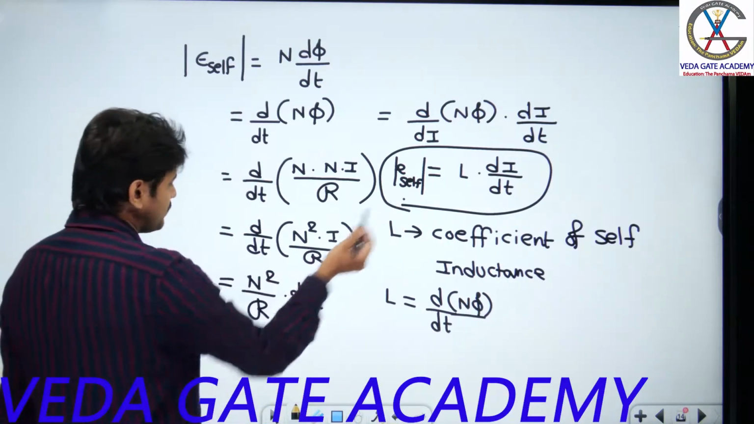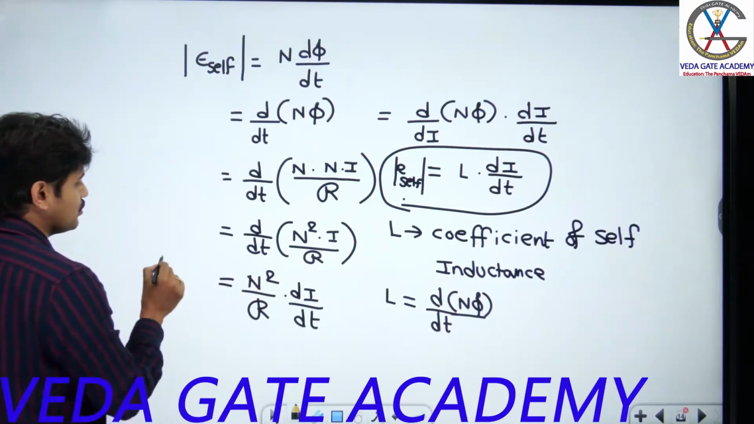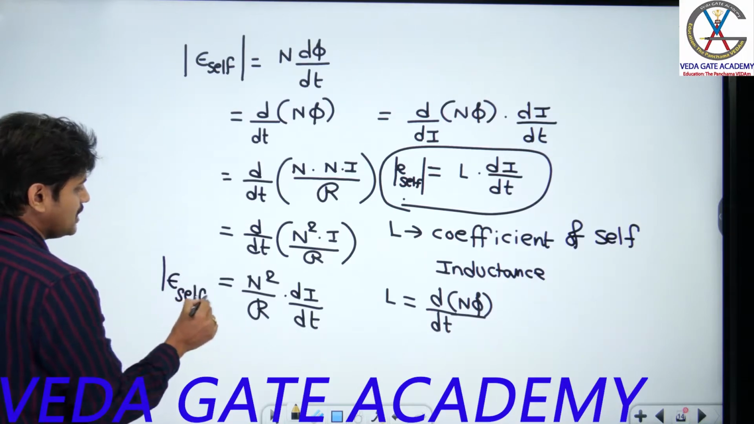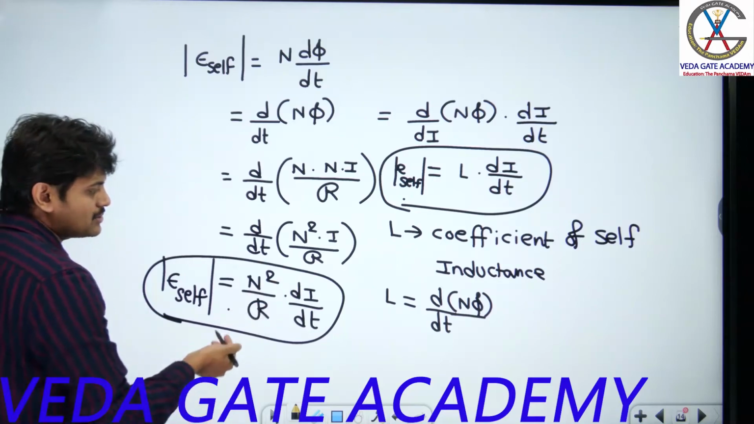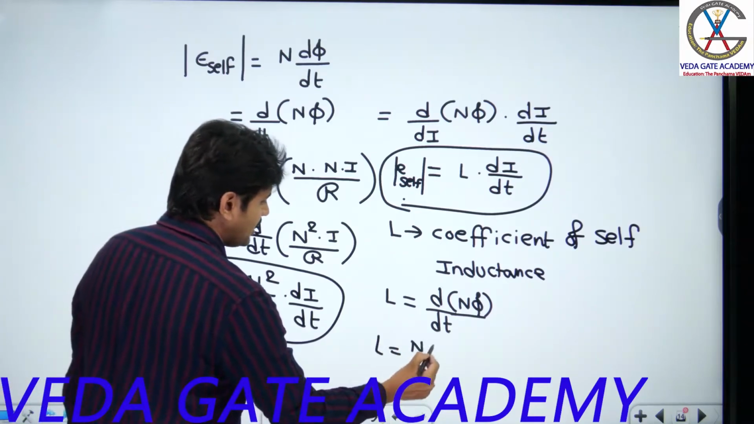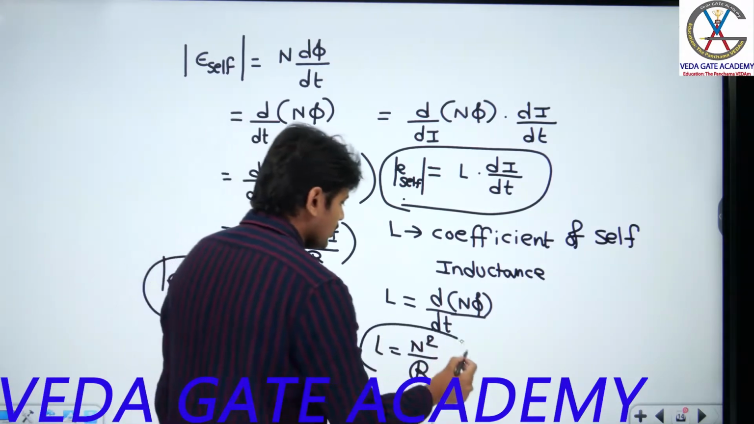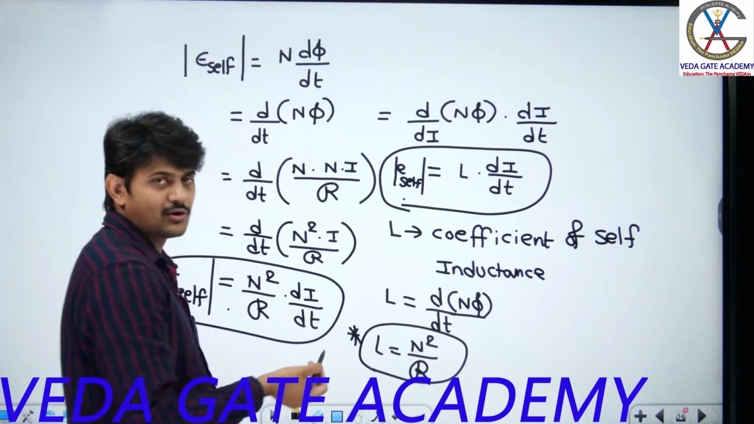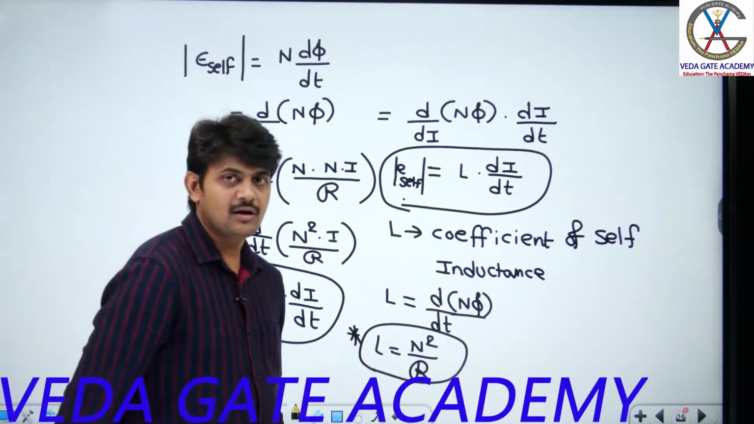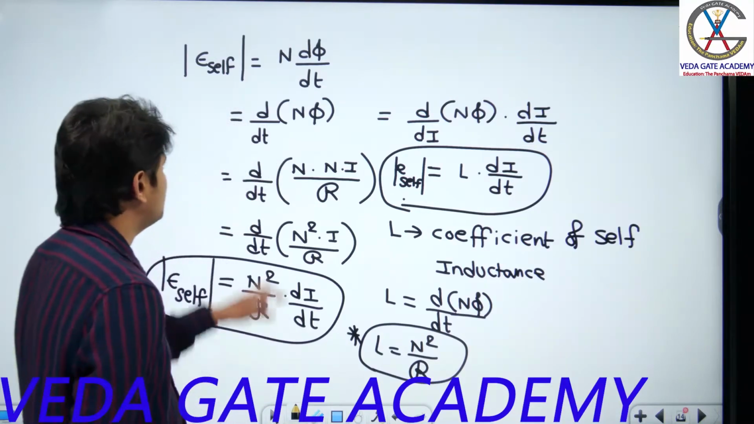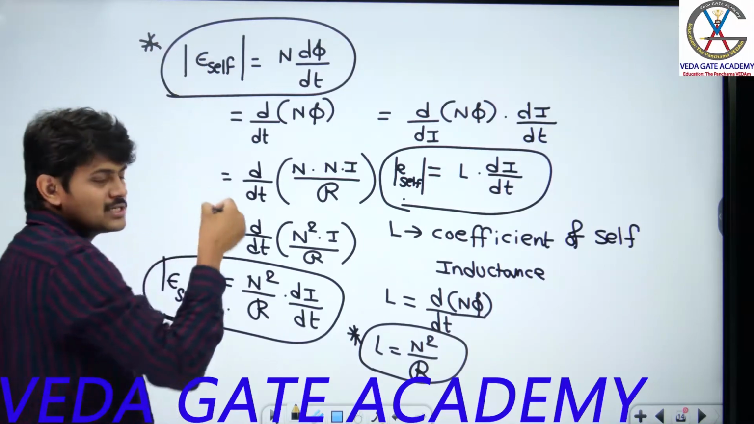If you see this formula and that formula, what L formula do we get? I can correlate them, since this is also the magnitude of self-induced EMF. If I compare this equation and that one, L equals N square by reluctance. This is another very important formula you have to remember, because you require it to solve some previous GATE questions. So what are the two expressions for the magnitude of self-induced EMF? Either I can use N d phi by dt, based on the information given in the problem.